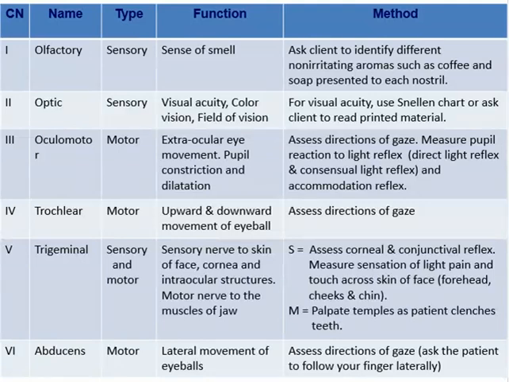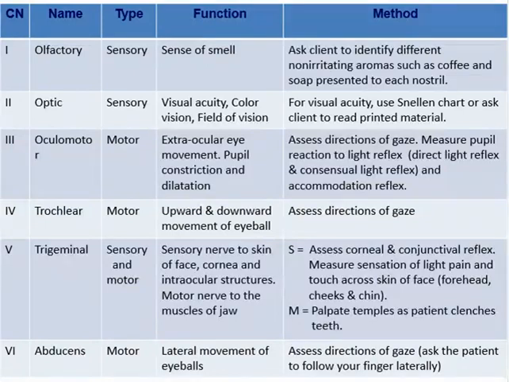Third comes the oculomotor nerve. It is motor in type. It functions for extraocular eye movement, pupil constriction and dilatation. To assess this, assess directions of gaze, and measure pupil reaction to light reflex and accommodation reflex.